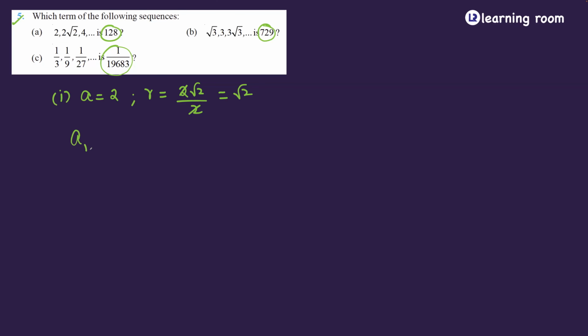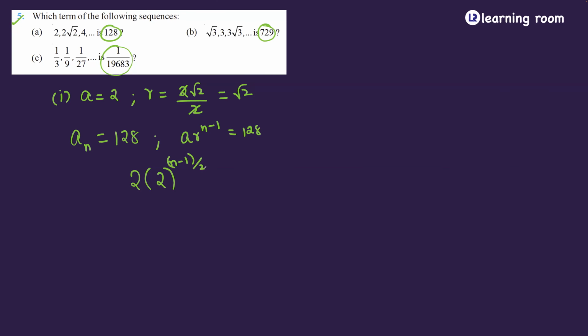Okay. So a_n is equal to 128. So a times r to the power n minus 1 is 128. So what is the value of a? 2. And what is the value of r? It is root 2. So can I write it as 2 power half? So 2 power half means the half will come here.